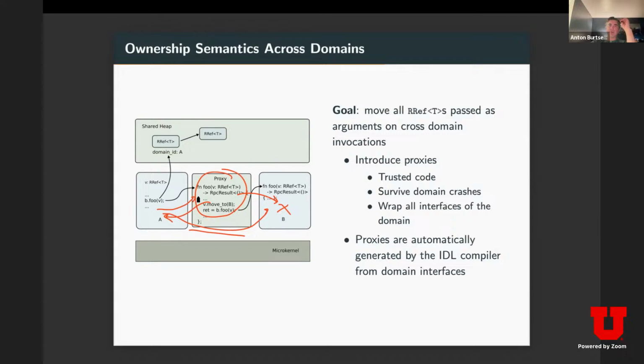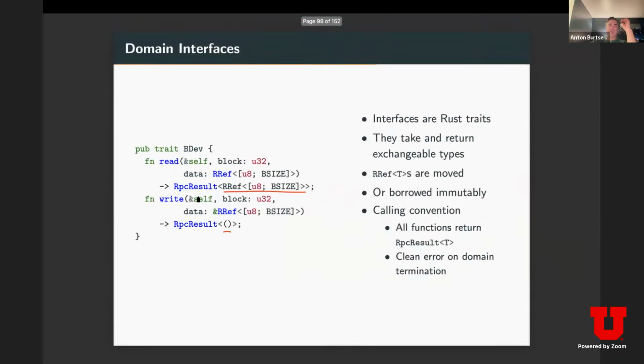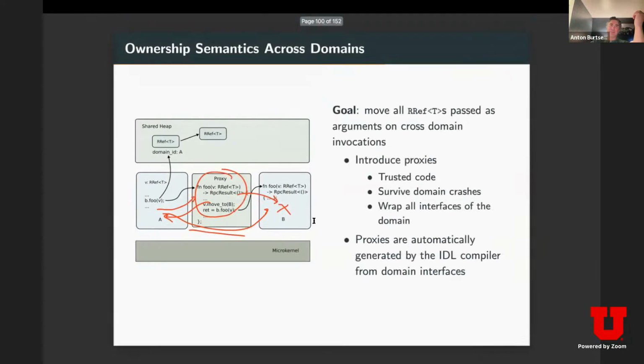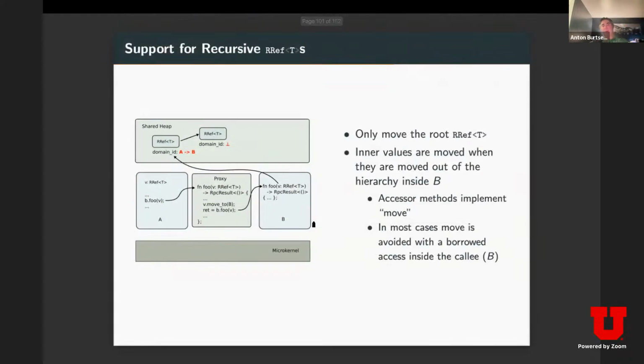So if you have a trait definition like this, our compiler will take it, check that all the types are exchangeable types, and create code to make sure that the proxy can wrap this interface. And when the trait is passed across, it will be wrapped with a proxy. This idea of wrapping with a proxy comes from object capability languages, but it's kind of neat.